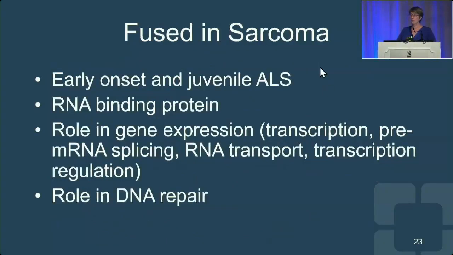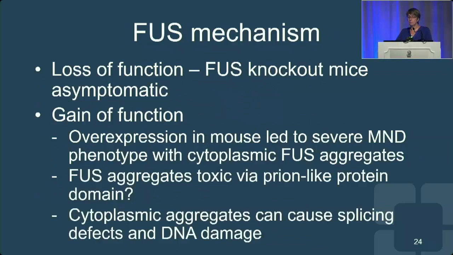And there we go. Another gene that we see in some of our patients, and unfortunately in early onset and juvenile cases, is the fusion sarcoma gene, which is another RNA binding protein, and seems to have a role in DNA repair. And once again, it seems like it's more of a gain of function mutation because the overexpression in mice seems to lead to a severe motor neuron disease phenotype. And the thought is that cytoplasmic aggregates can cause splicing defects and DNA damage.